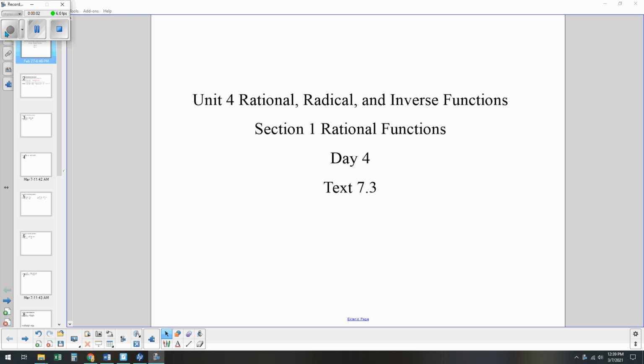This is day 4 of Unit 4, Section 1. We are still in Section 7.3 in the textbook, but now we're going to look at Part 2. Today we're going to multiply and divide rational expressions.